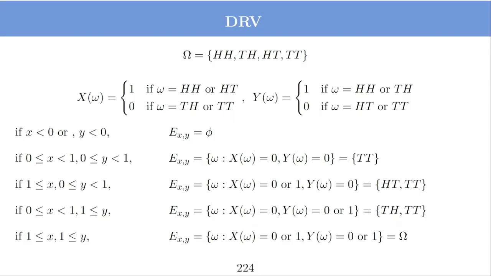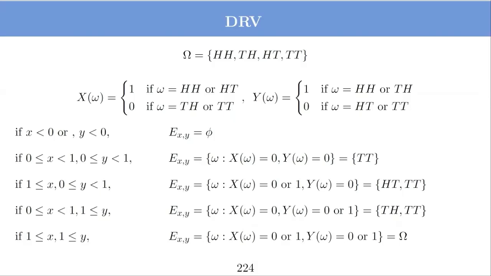There are no omegas which map to a negative number, so the set would be just the empty set. And that is regardless of what is the value of y. So the only thing is that if small x is less than 0, then that set will be empty. Similarly, if small y is less than 0, regardless of what is the value of small x, the pre-image will be empty.